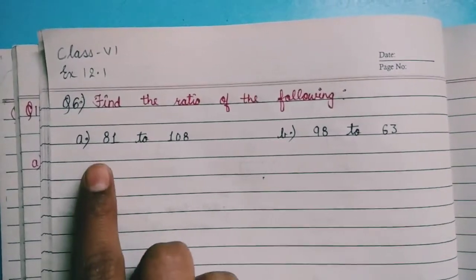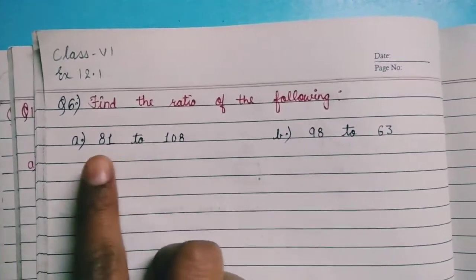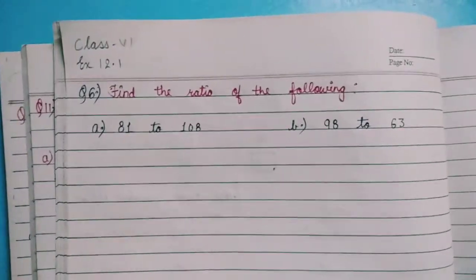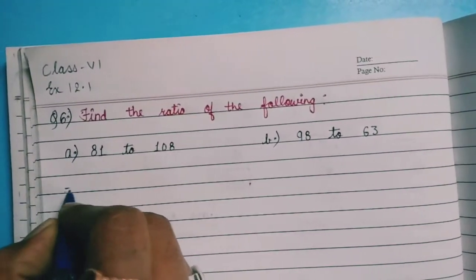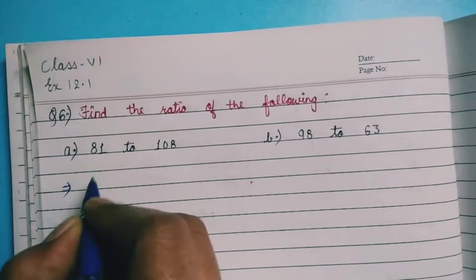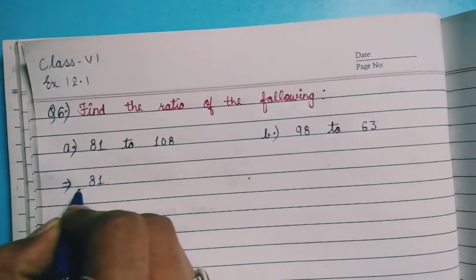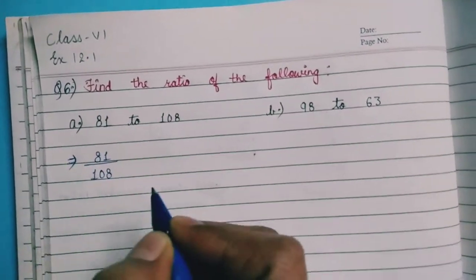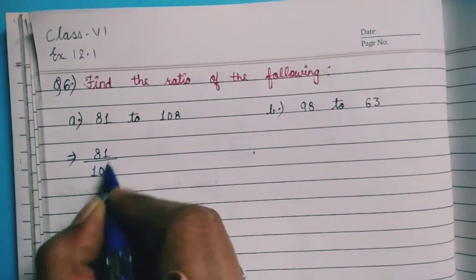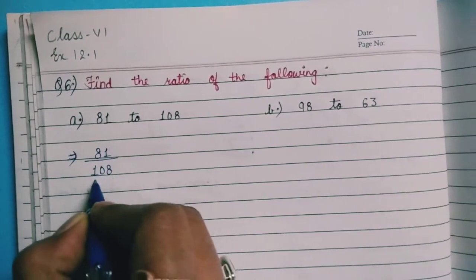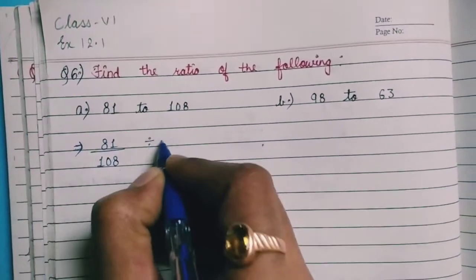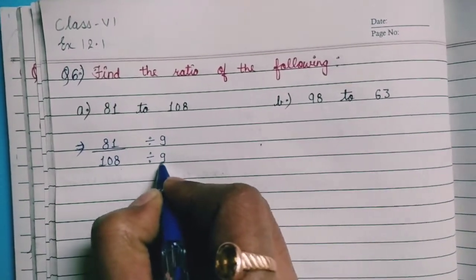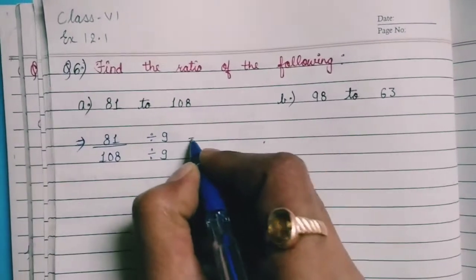First of all, we need to see if any unit is there. None of the units is there, so we can take the ratio directly. The first value is 81 and the second value is 108. Both values can be divided by 9. So the numerator is divided by 9 as well as the denominator.